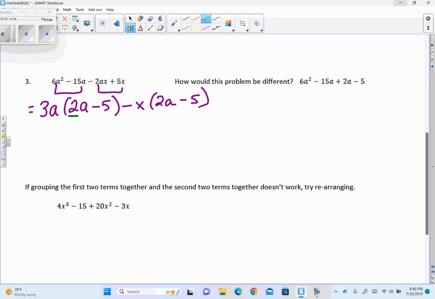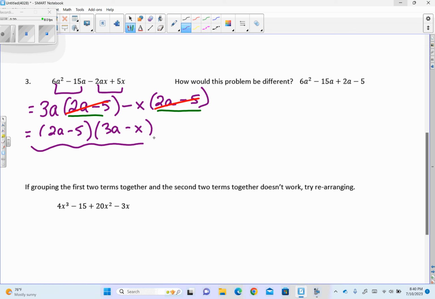And again, notice you can kind of self-check yourself because we need to end up having that same common factor so that I can take that 2a minus 5 to the front. And then that's going to leave me with 3a minus x. And that is my final factorization.